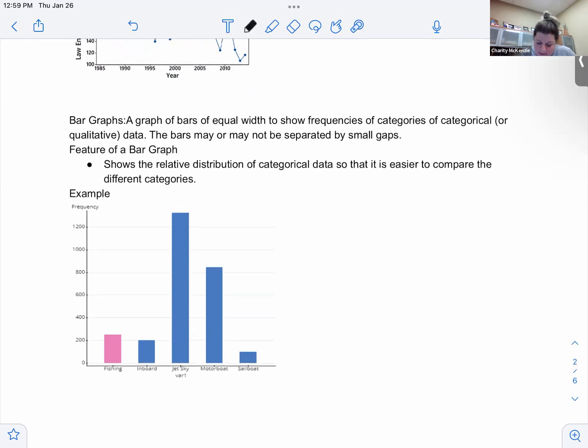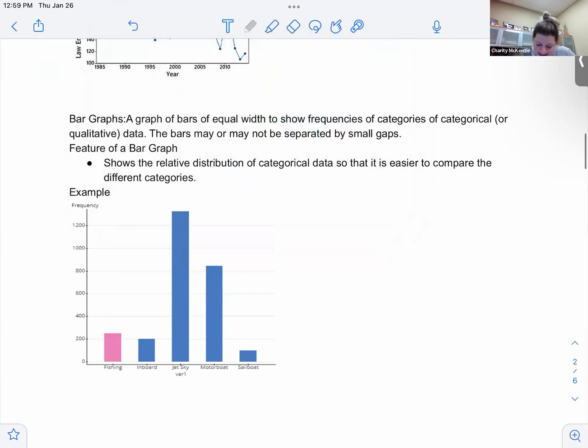So when we look at a bar graph, we have talked about the different kinds of data.